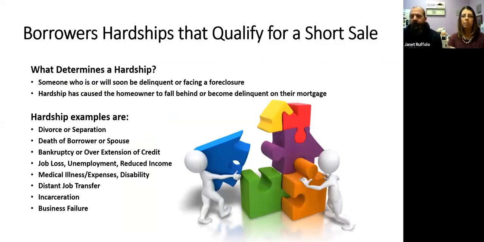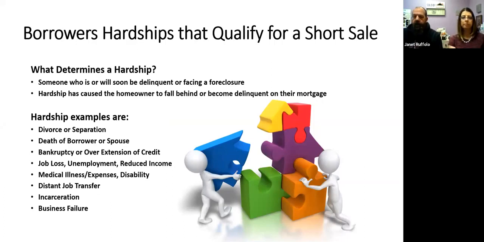For a borrower to do a short sale, they have to have some sort of hardship. They just can't say, well, I bought this house in 2005 and I'm underwater and I want to sell it. That's not a documentable hardship. What determines the hardship? Someone who is or will soon be delinquent or facing foreclosure. The hardship has caused the homeowner to fall behind or become delinquent on their mortgage.